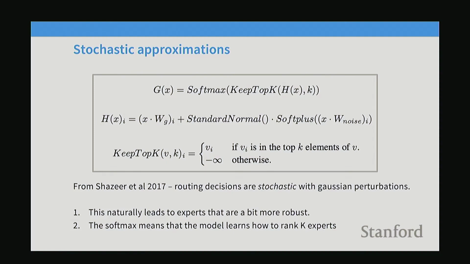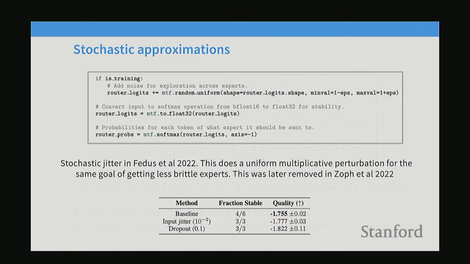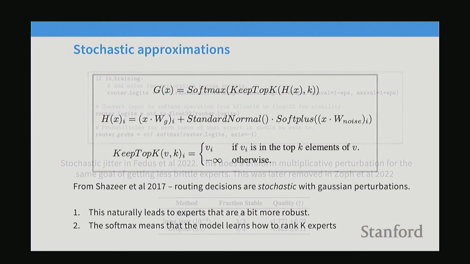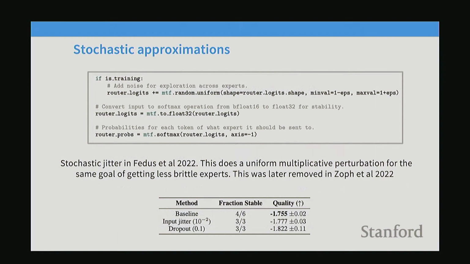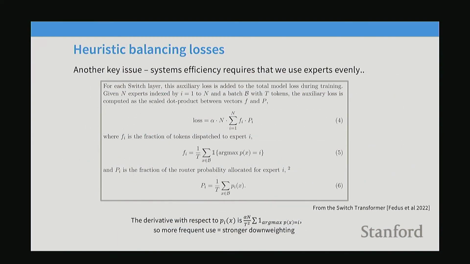Of course, the stochasticity also means that you don't get as much specialization, and that leads to loss of efficiency. There's another approach that people have done where they have a multiplicative perturbation to the router logits, with the goal of getting less brittle experts. But this jitter process was removed in some of the later papers because they found it just didn't work as well as some of the heuristic loss-based approaches. These stochastic routing tricks were tried in a couple of the early Google papers, but I think that has generally been abandoned by a lot of the people training these MoEs.